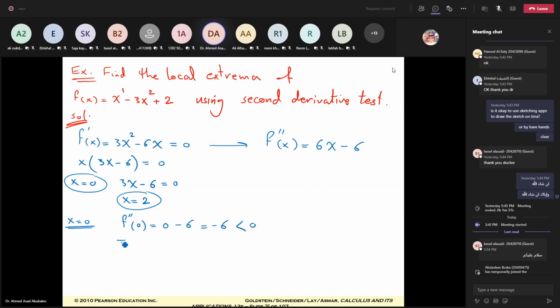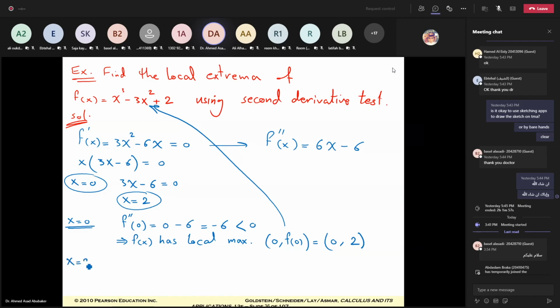This means f of x has a local maximum, because the value of f double prime is negative. This is at x equals 0 and f of 0. This is called a local maximum. Substitute x equals 0 in f of x, so we have 0 minus 0 plus 2, so we have 2. This is for the first stationary point.